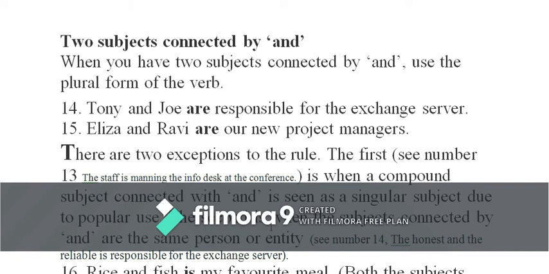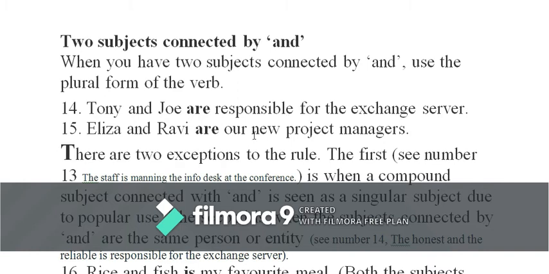The second is when the subjects connected by and are the same person or entity. For example, sentence number 14, Tony and Joe are responsible for the exchange center.